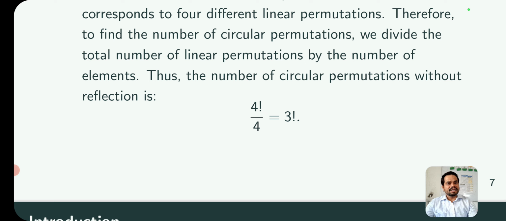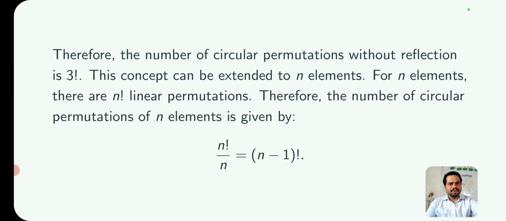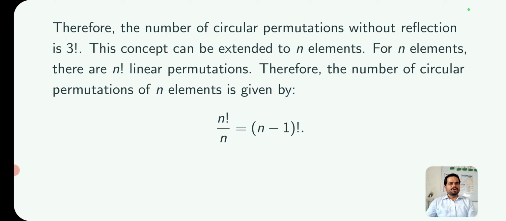We get the total number of circular permutations is 3 factorial. So let us see, therefore, the number of circular permutations without reflection is 3 factorial. This concept can be extended for n elements. So how can we expand it?